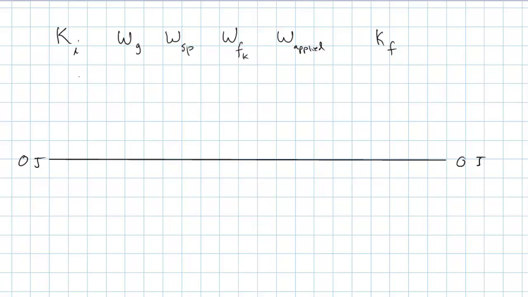The initial kinetic energy is 0 because the box starts at rest. The work done by gravity on the box is 0 because the height does not change.